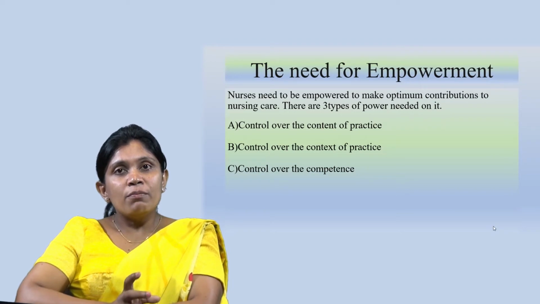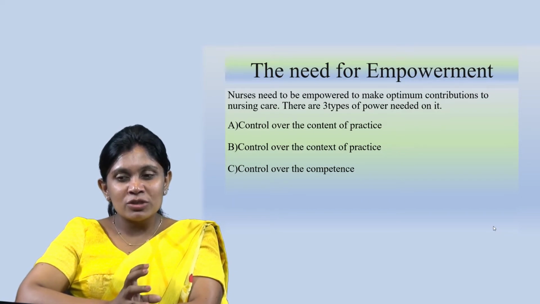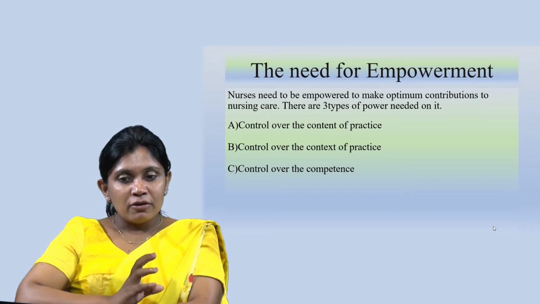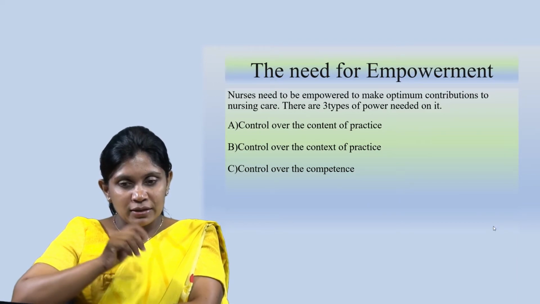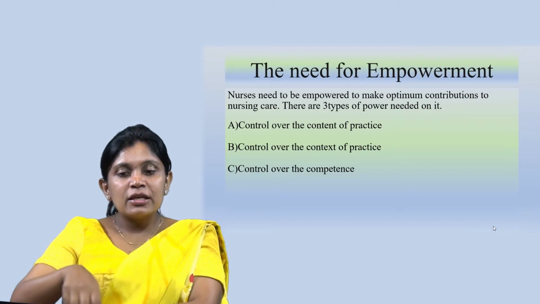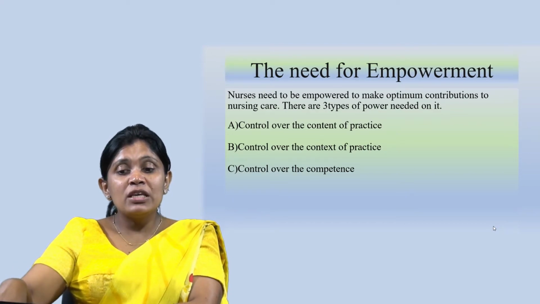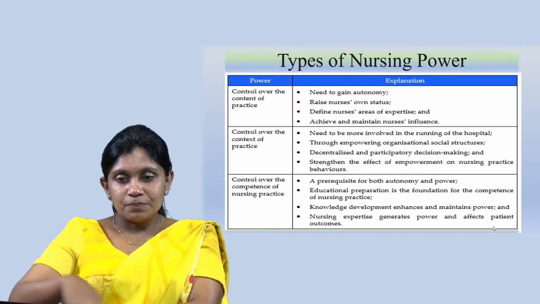The need for empowerment for nurses. Nurses need to be empowered to make optimum contributions to nursing care. There are three types of power needed. The first one is control over the content of practice. The next one is control over the context of practice. And the third one is control over the competence of practice. We'll see what those are.